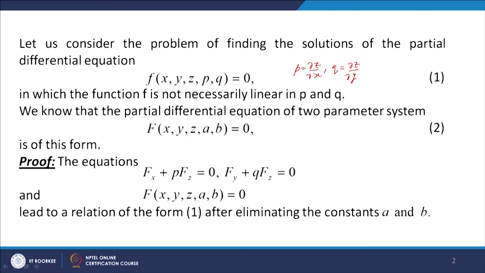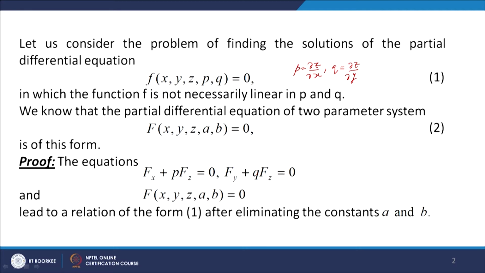If you differentiate f(x, y, z, a, b) = 0 partially with respect to x, what we get is the partial derivative of f with respect to x plus the partial derivative of f with respect to z into the partial derivative of z with respect to x. So, we have f_x + p f_z = 0, and when we differentiate f(x, y, z, a, b) = 0 with respect to y, we get the partial derivative of f with respect to y plus the partial derivative of f with respect to z into the partial derivative of z with respect to y, which is q. So, f_y + q f_z = 0.